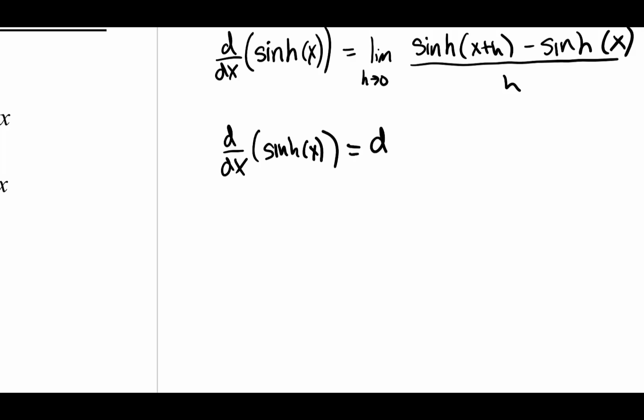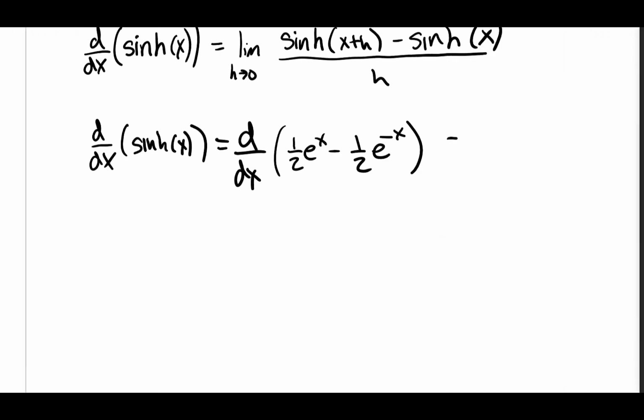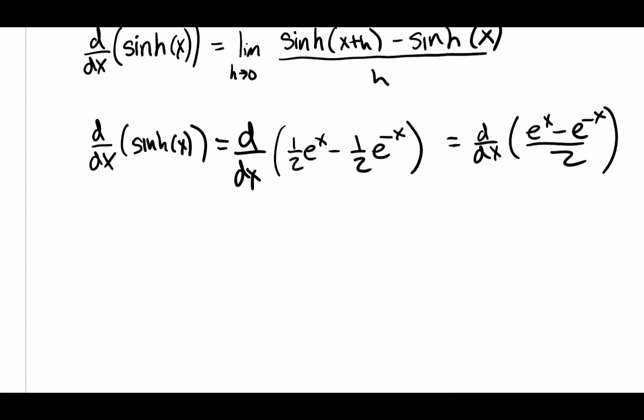That's equal to taking the derivative of 1/2 e to the x minus 1/2 e to the negative x. I broke that into two pieces. Hopefully you're starting to catch what we have. This was just a different way of writing e to the x minus e to the negative x all over 2. These are the same things, but it'd be nicer if we could just go term by term.